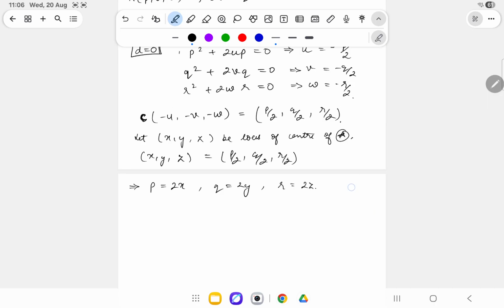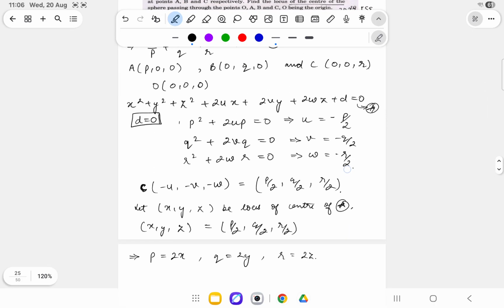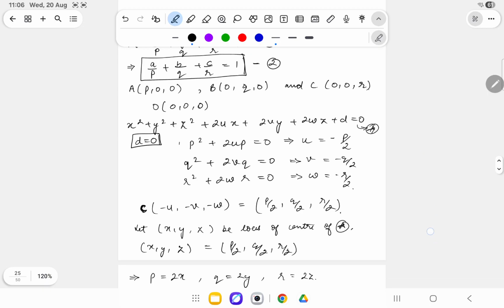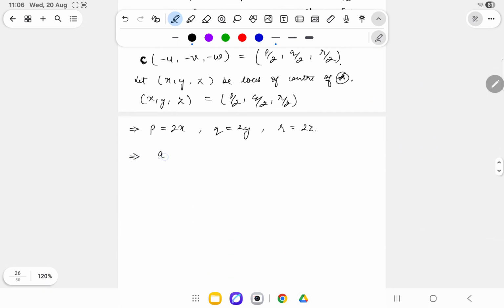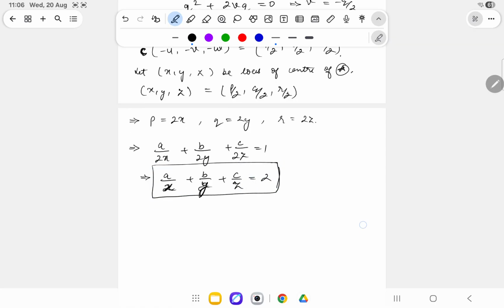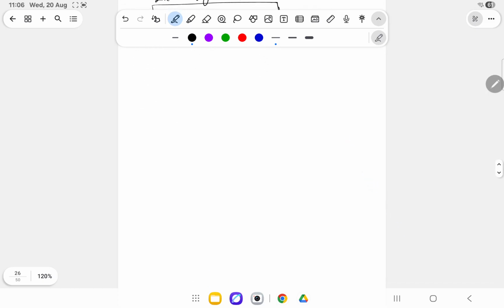Also, we have found a relation with p, q and r. So if I substitute my values of p, q and r in this relation too, I will basically get my locus. So that will be a upon 2x plus b upon 2y plus c upon 2z equals 1. So my required locus will be a by x plus b by y plus c by z equals 2. So this is my required locus of center of sphere. Let's move on to the next question.